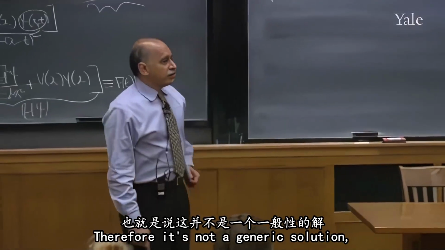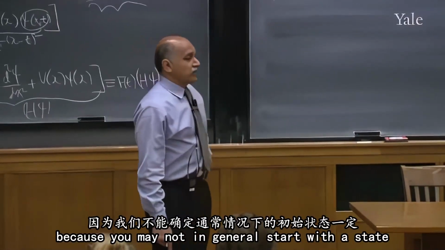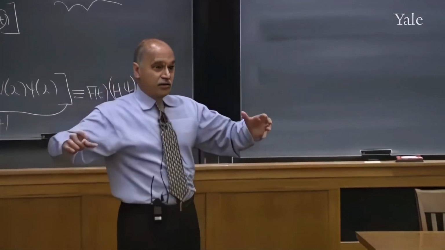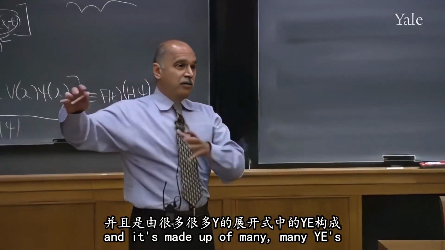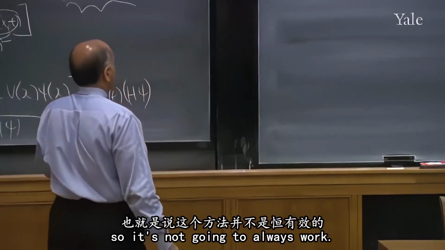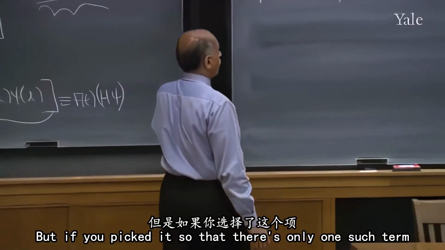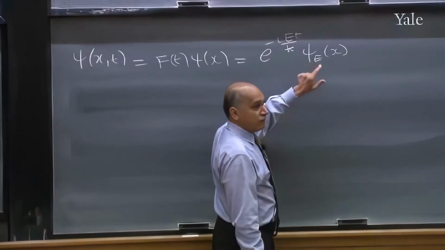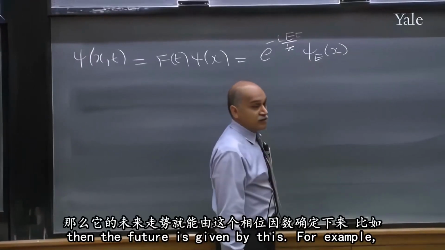Therefore, it's not a generic solution, because you may not in general start with a state of definite energy. You'll start with some random psi of x, and it's made up of many, many psi sub E's that come in the expansion of that psi. So it's not going to always work. But if you picked it so that there's only one such term in the sum over E, namely one such function, then the future is given by this.